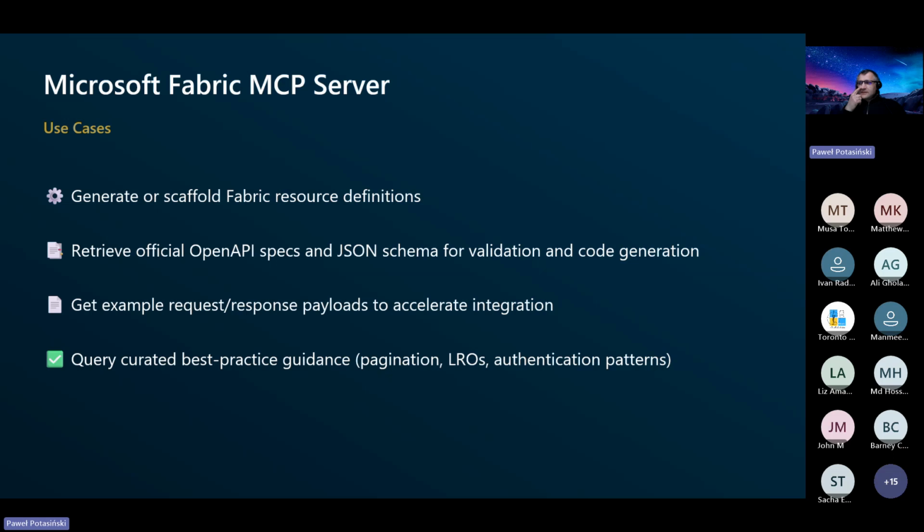Then we move to something a bit more interesting. I wouldn't say it's the best MCP server, but at least it's promising, because the Fabric MCP server can actually use Fabric APIs to generate definitions of items, like for example lakehouses, and then you can use your MCP hosts and other tools to run those definitions on your tenants.